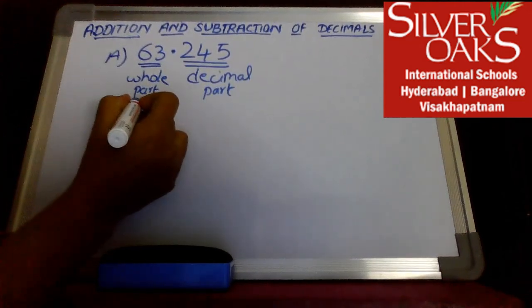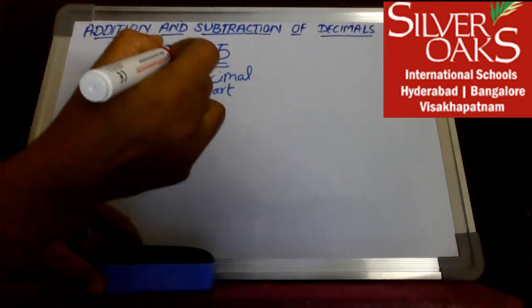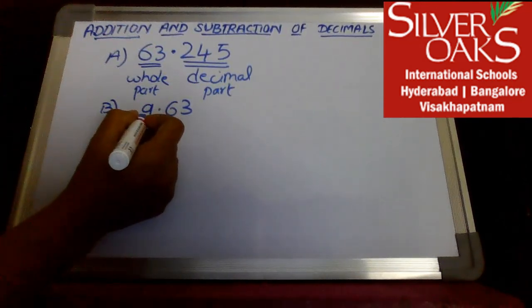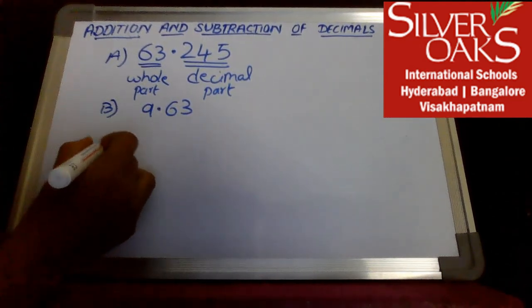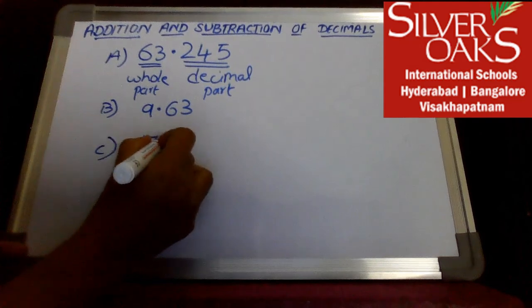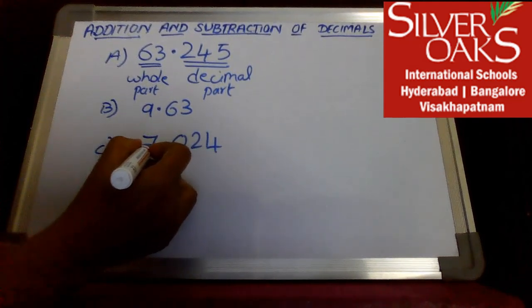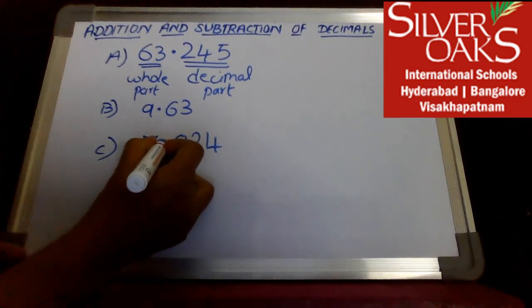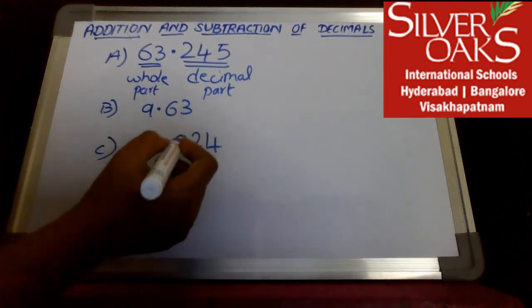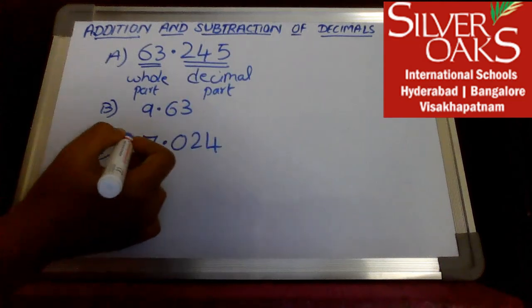Now let's go with another example. 9.63. Here 9 is the whole part, then the decimal point and decimal part. 7.024, where 7 is the whole part and 024 is the decimal part. So after the decimal point, you will never read the numbers together. Like you will not call it 245, it's read digit by digit as 2, 4, 5.